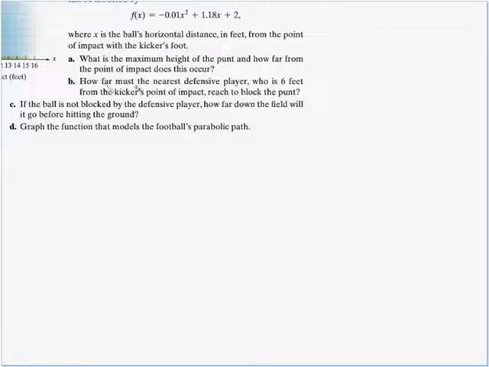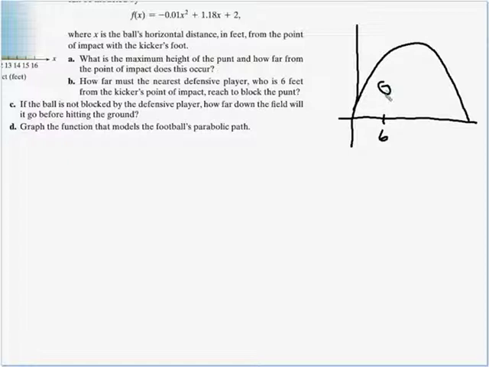Part B. How far must the nearest defender player, who's 6 feet from the kicker's point of impact, reach to block the punt? So again, we've got our kicker here just about at the origin, and he's going to kick up and come down. And 6 feet away, we have a defender. He's standing here, and when the ball's punted, he's going to reach up, maybe jump a little bit, and try to block the punt. How far must the nearest defensive player reach up to block the punt?